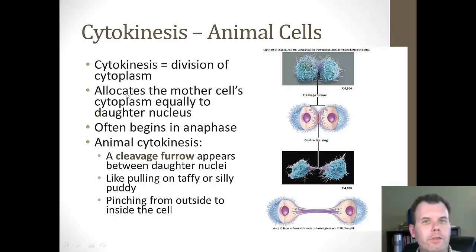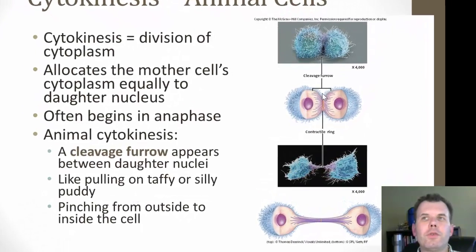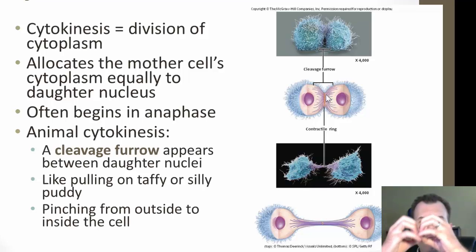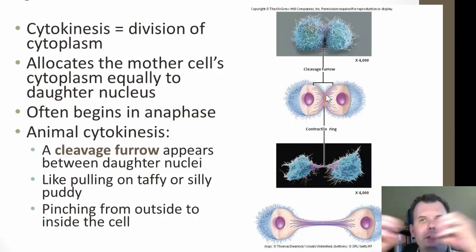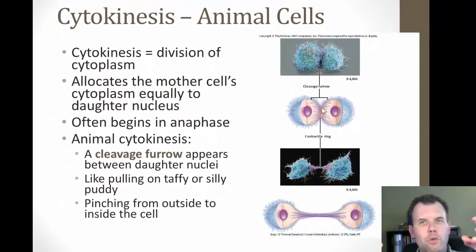Dividing the cytoplasm means cytokinesis. This means the mother cell divides its cytoplasm equally between its two daughters. In animal cells, this forms a cleavage furrow, an invagination, where you dig in and pull. You invaginate the cell and pull like taffy. Think of it that way, like pulling on taffy or silly putty. When you pinch in and pull, that's what happens to the cell, and eventually it breaks and snaps into two new cells.